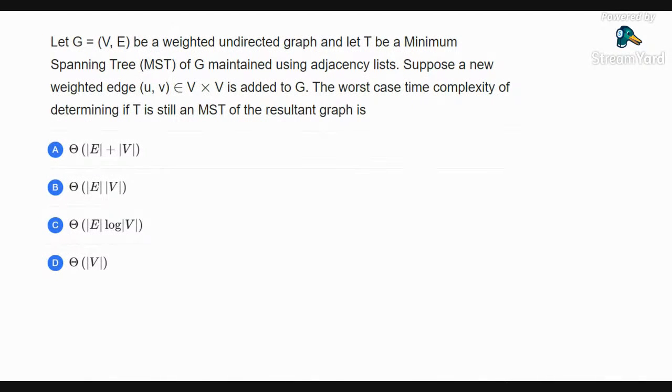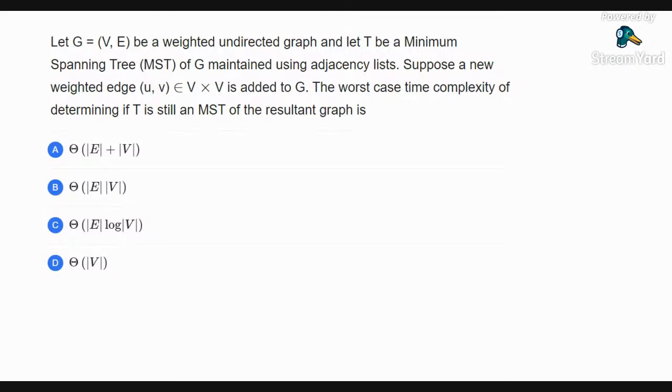So after the addition of this particular edge, what is our task? One task is given to you, that find out whether T will remain the same or not. How can you determine whether T will remain the same or not? Because if we add this particular edge, it might be possible that the minimum cost spanning tree can change. So that is our task, to determine whether T has changed or not.